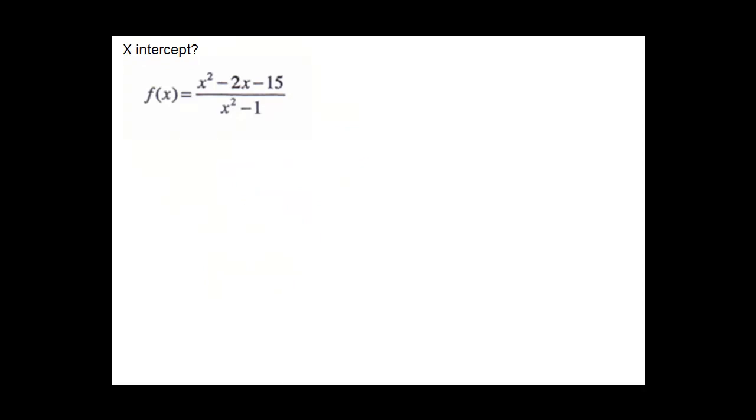Next, we're going to look for x-intercepts. Remember, for x-intercepts, you set y equal to 0. Well, this whole thing is y. And to set that equal to 0, if you just set the numerator equal to 0, that's all you need, because 0 over anything gives you 0. So we're going to have 0 equals x squared minus 2x minus 15. We have a quadratic equation. This one looks like it will factor.